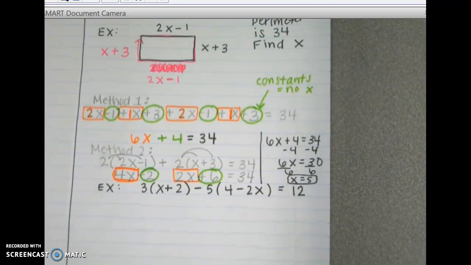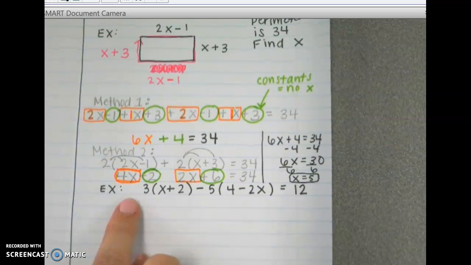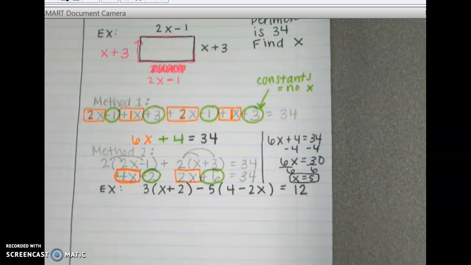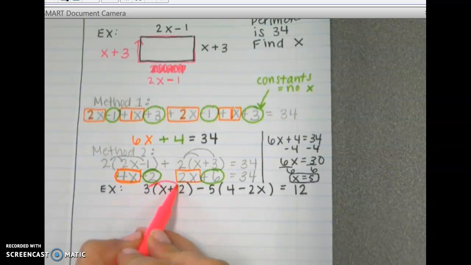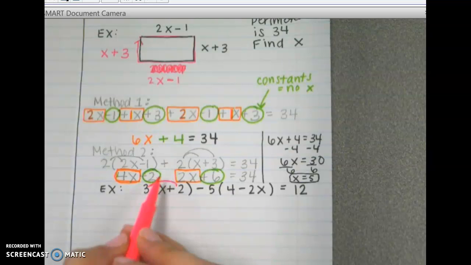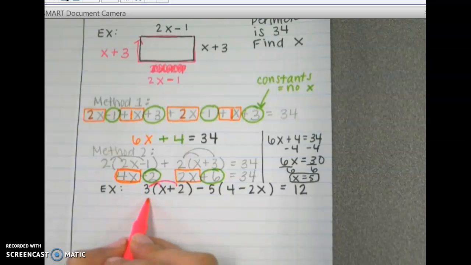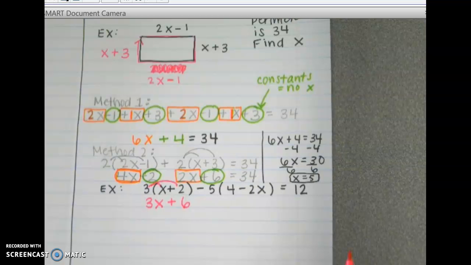All right, here's another example. Now this example has nothing to do with a shape or perimeter. This is just a random example that I brought up. So you can see we're going to have to distribute because we have a number in front of our parentheses. But I'm only going to distribute to that first set of parentheses because this set closes. So I'm not going to keep multiplying. 3 times x is 3x. 3 times 2 is 6. Plus 6 because it's positive.